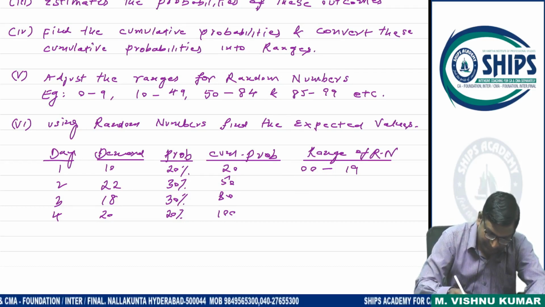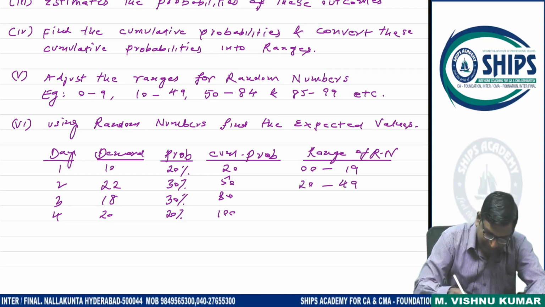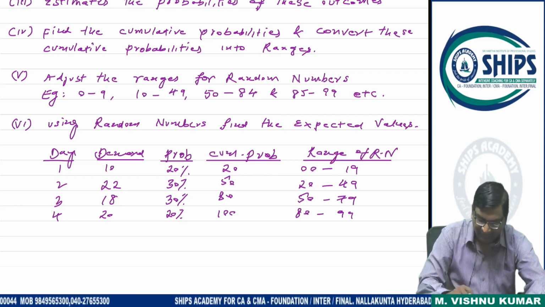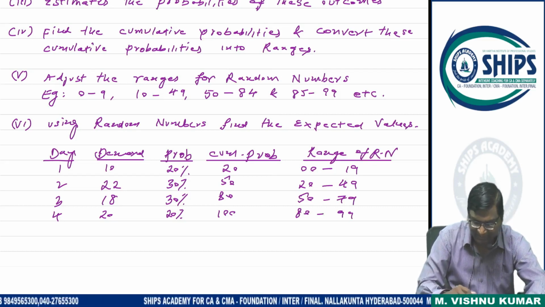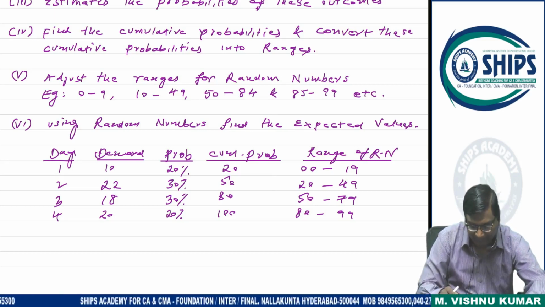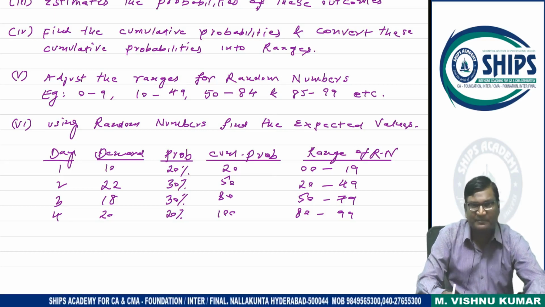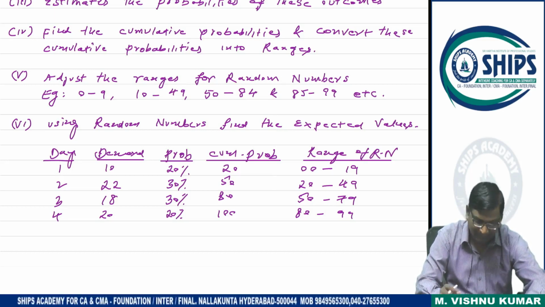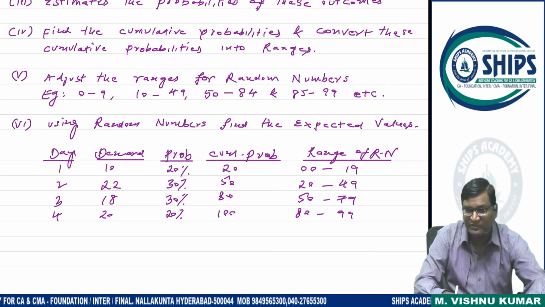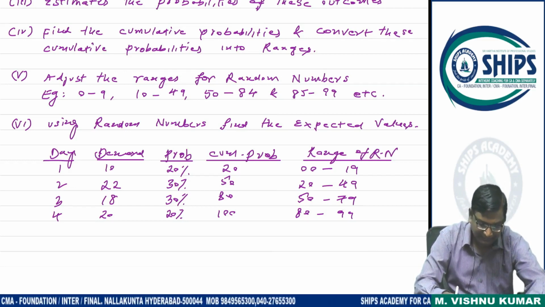After that, next 20 to 49, then 50 to 79, then 80 to 99. That's why one number is not considered here. This is the reason 2-digit random numbers will come here. Because 0, 0 is also one number. By 20% probability it means 0 to 19, not 0 to 20.